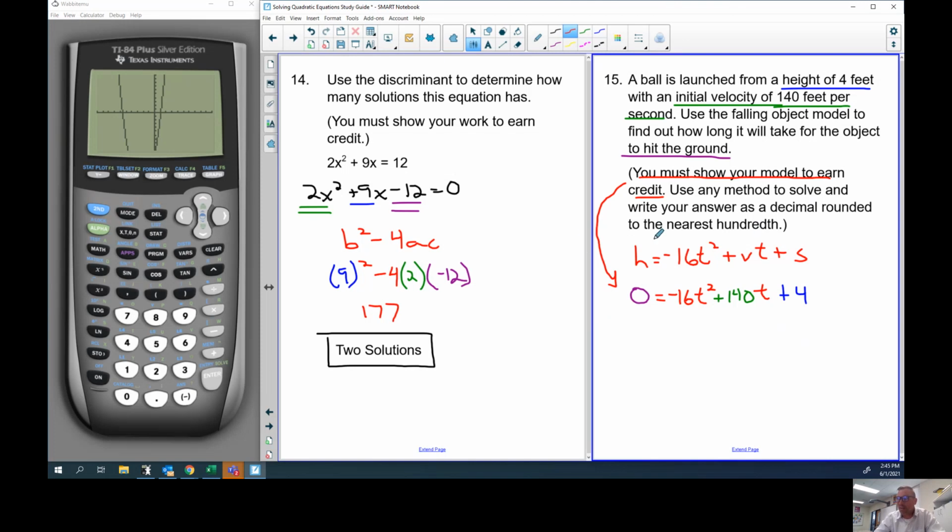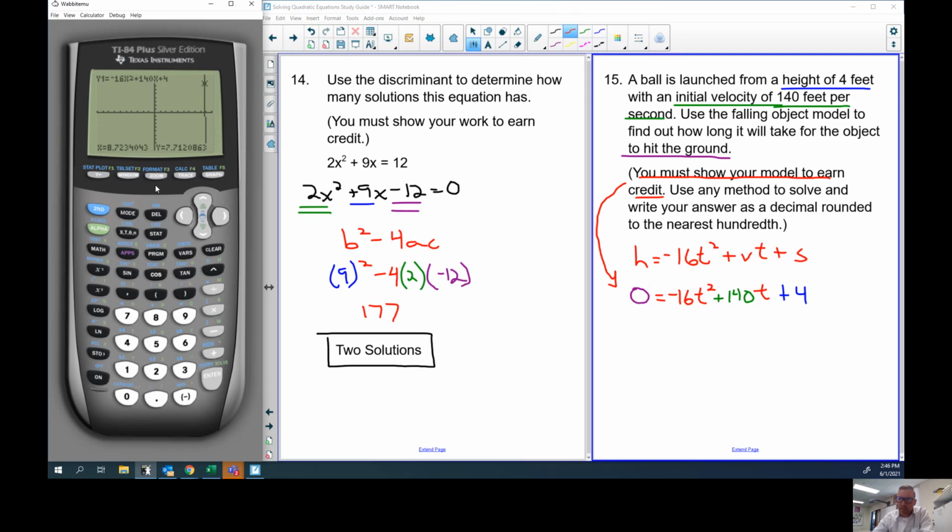That's the model. Now we're going to solve that. We can use any method we want. I could use the quadratic formula and do negative b. How about I'm just going to use a graph. I'm going to graph it to check it anyway. Negative 16x squared plus 140x plus 4, and then I'm going to hit graph. All right, I'm looking for that number right there, okay? So it's about 9. It's really close to 9. Yeah, somewhere between 8 and 9.